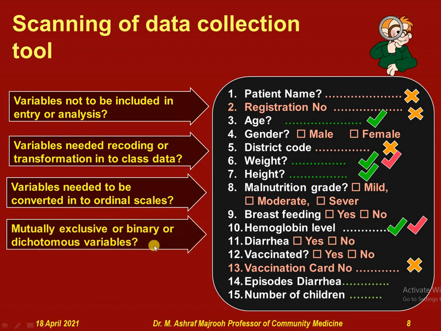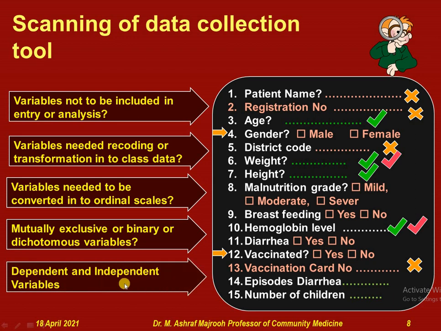Mutually exclusive are binary dichotomous variables. There are some variable examples. The example is the gender, male or female, either response is possible. And similarly, vaccination status, yes or no. These are the binary variables or dichotomous variables.